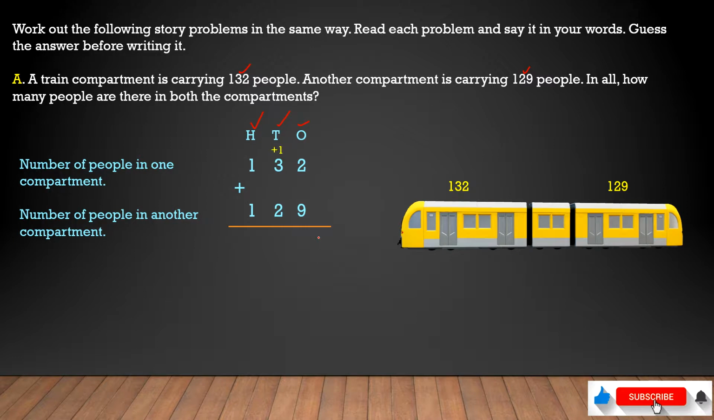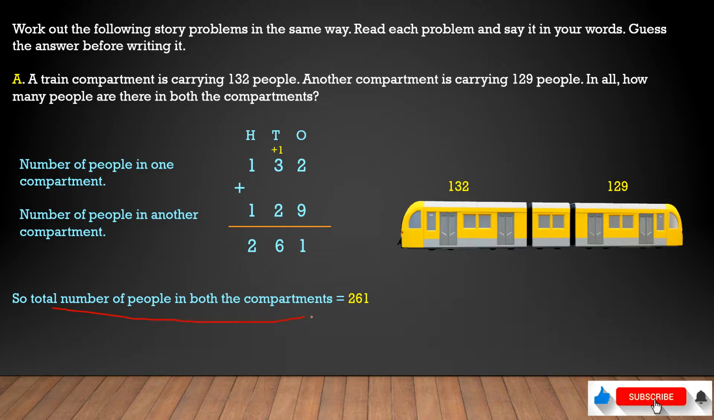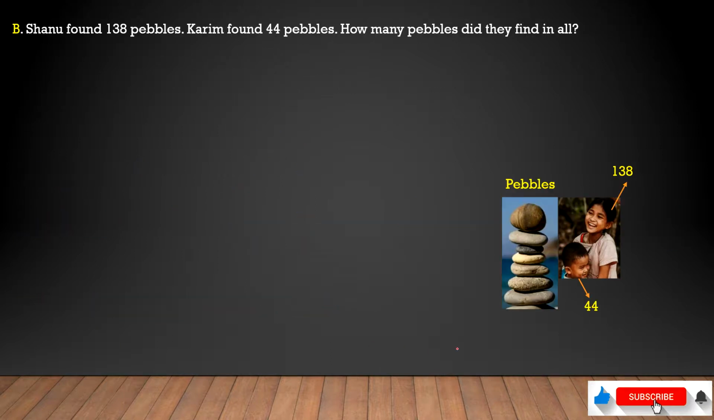If you add these two numbers, 9 plus 2 gives us 11, 1 will go in carry. 3 and 2 is 5, and 1 is 6, and this 1 and 1 will give us 2. So in total we have 261 people in both compartments. Total number of people in both compartments is 261.